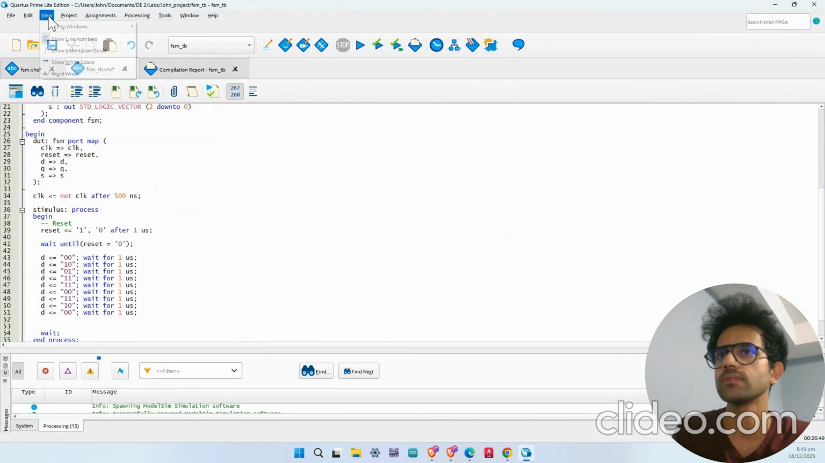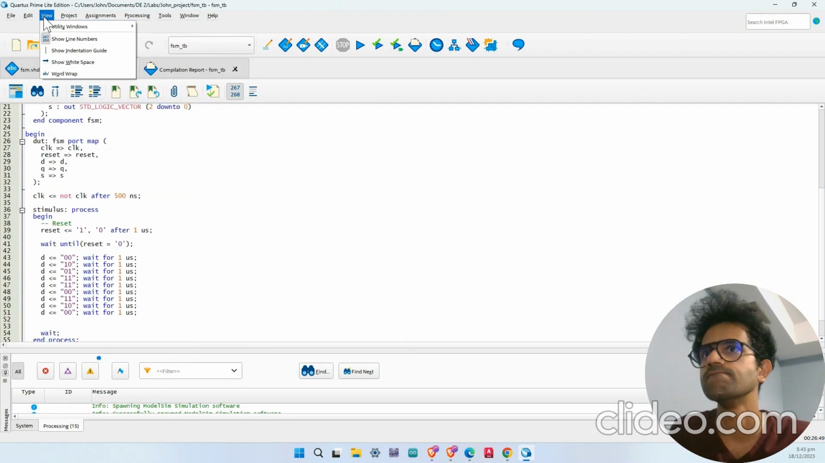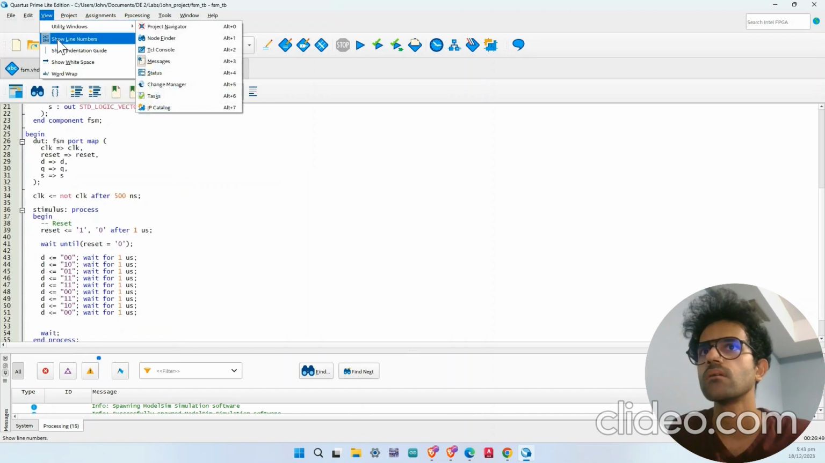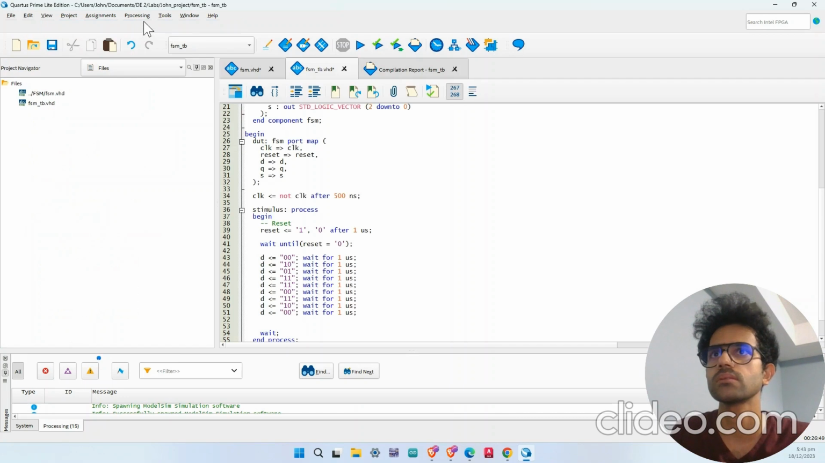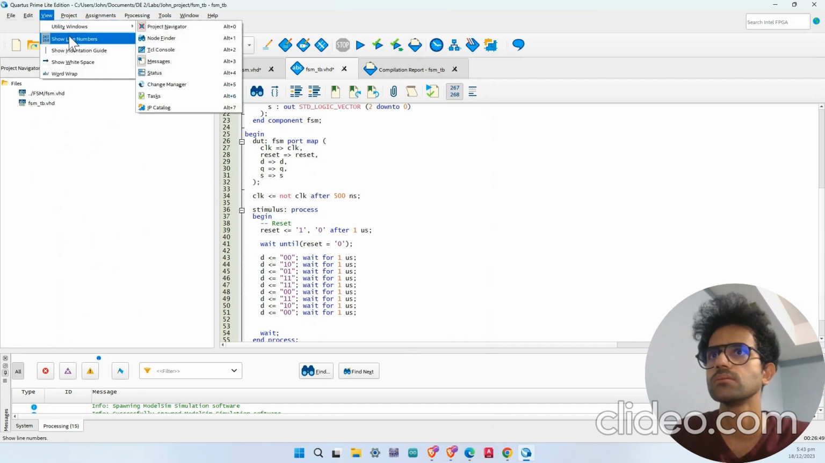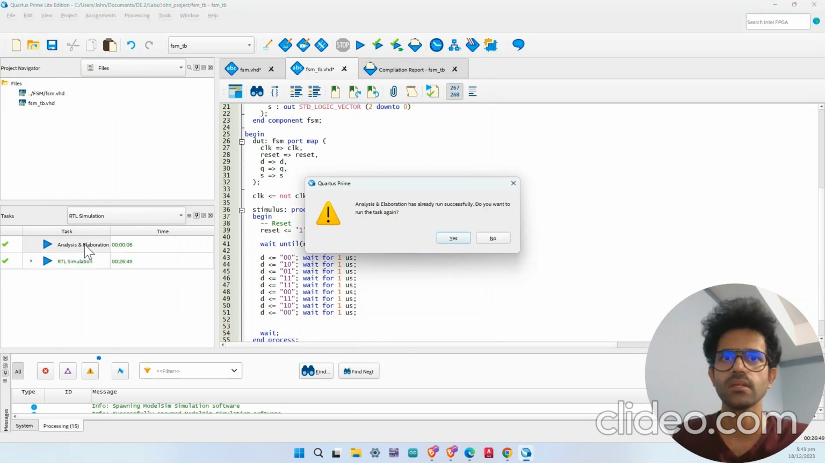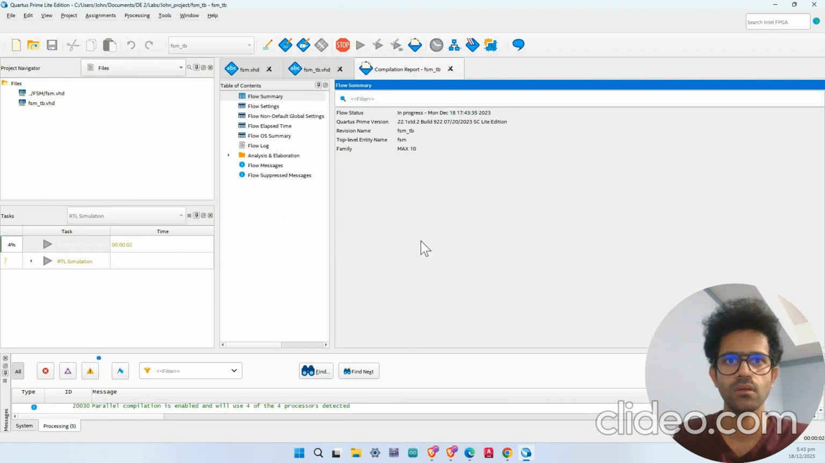So let's go to view. Okay, project navigator. Yeah, there it is. We need to have the task also. There it is. So analysis and elaboration is already done. We can just check it again. Yes, it's working. Yeah, it's going to take a while, but let's see.